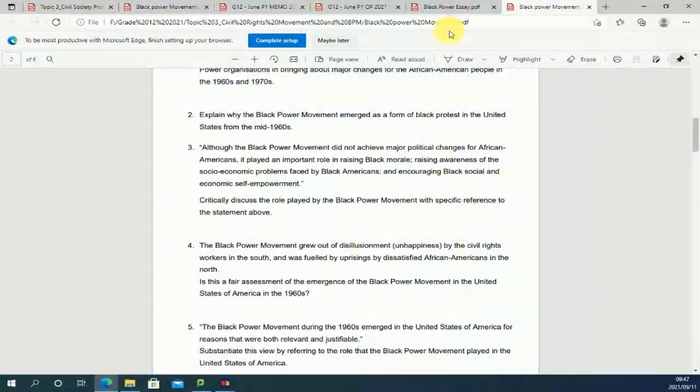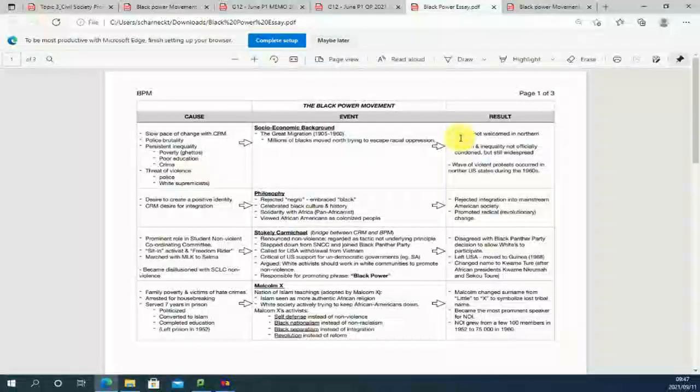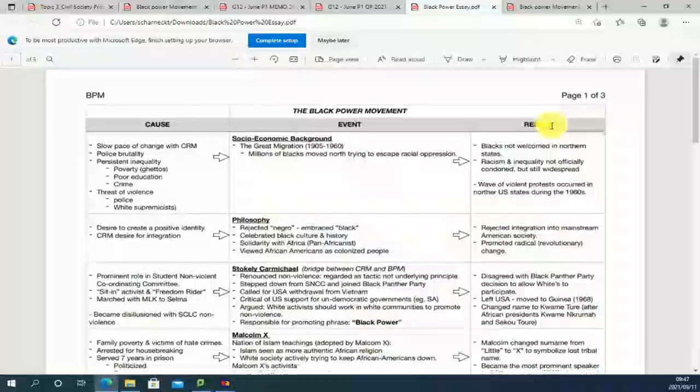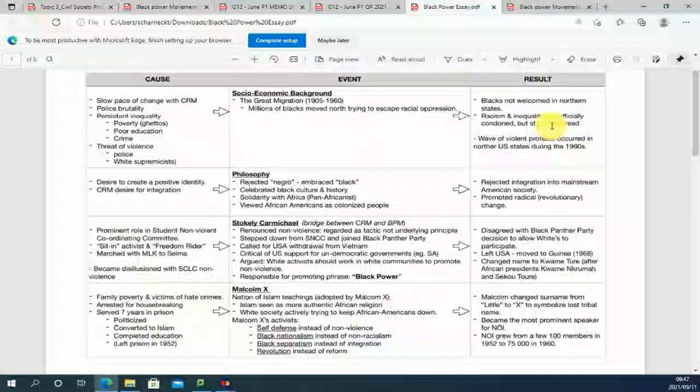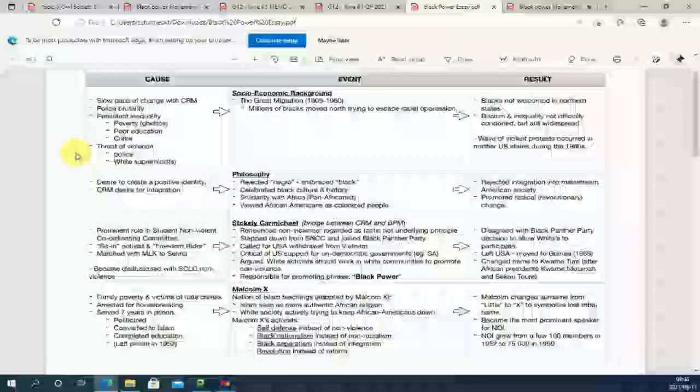So how do we respond to a question like this? Okay, it's important for us to look at the causes, events, and results. Okay, and we will analyze these within any question that is asked about the Black Power movement. Okay, so the cause: the slow pace of change with the civil rights movement, police brutality, and the persistent inequality which resulted in poverty, poor education, crime, and the police brutality that was happening, as well as violence from white supremacists.